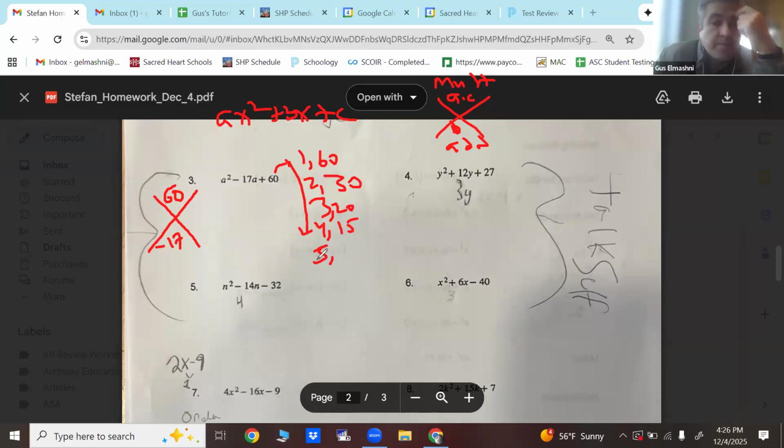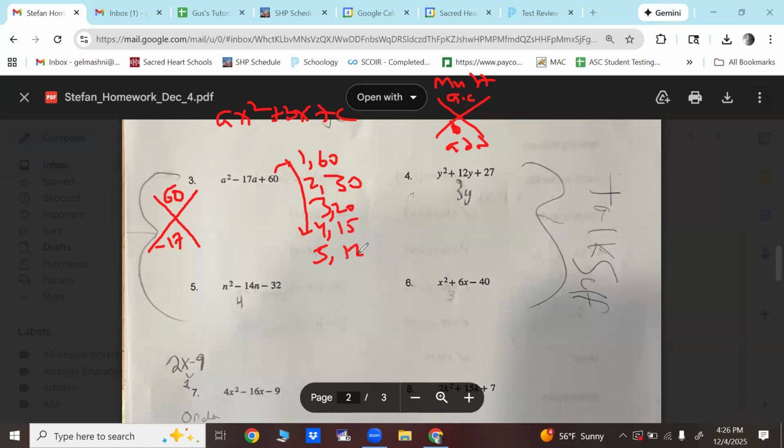What's 60 divided by 5? Use a calculator, you don't have to do it in your head, by the way. Use your phone if you need to. It's 12. So it's 12 and 5.